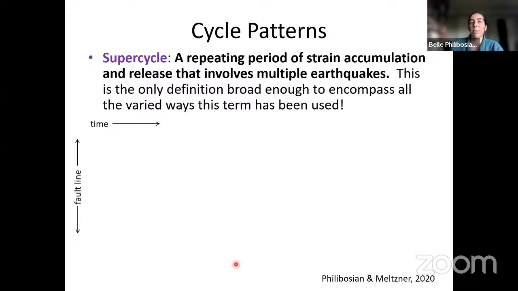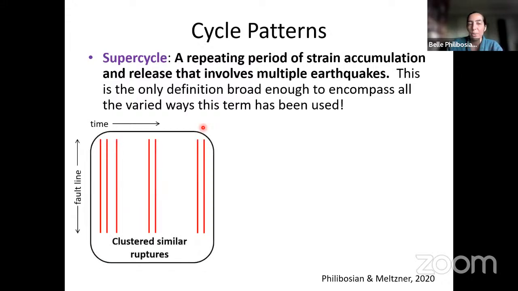It's more useful when we're talking about these things to be more specific about the behavior that we're describing. So here are a few specific examples of types of supercycles. In these pictures, the fault line will be along the vertical axis, and time is on the horizontal axis. If we have earthquakes that are occurring in clusters, but each of the earthquakes ruptures essentially the same part of the fault, we might call those clustered similar ruptures.